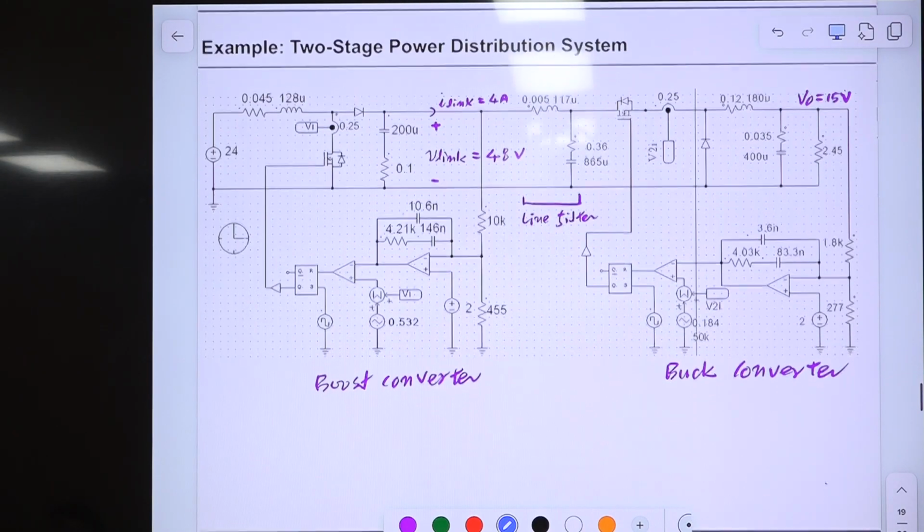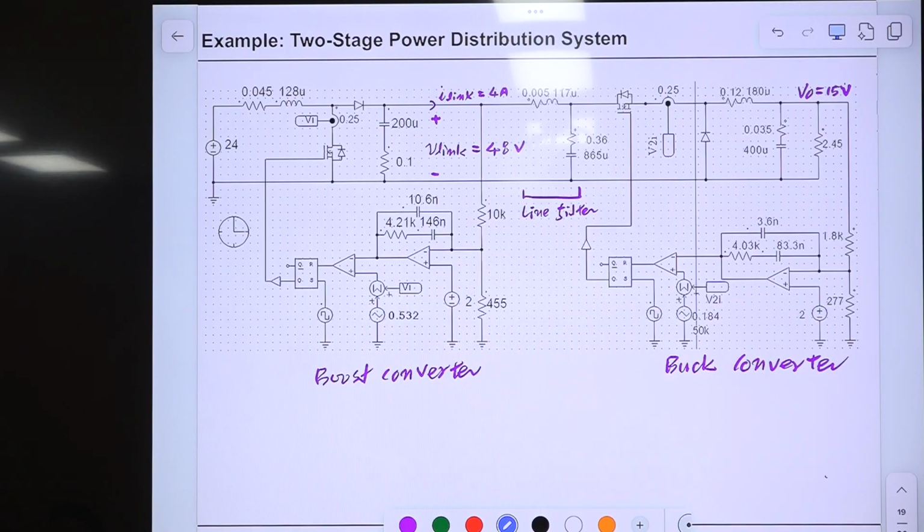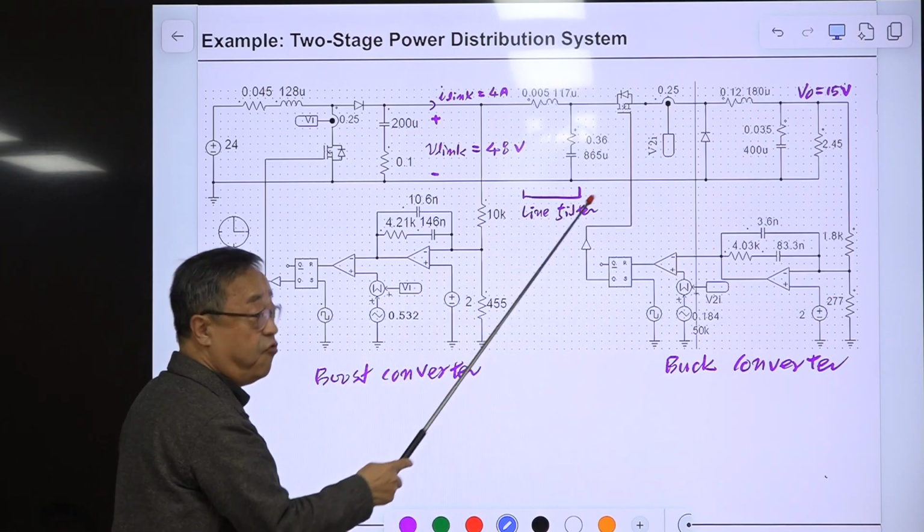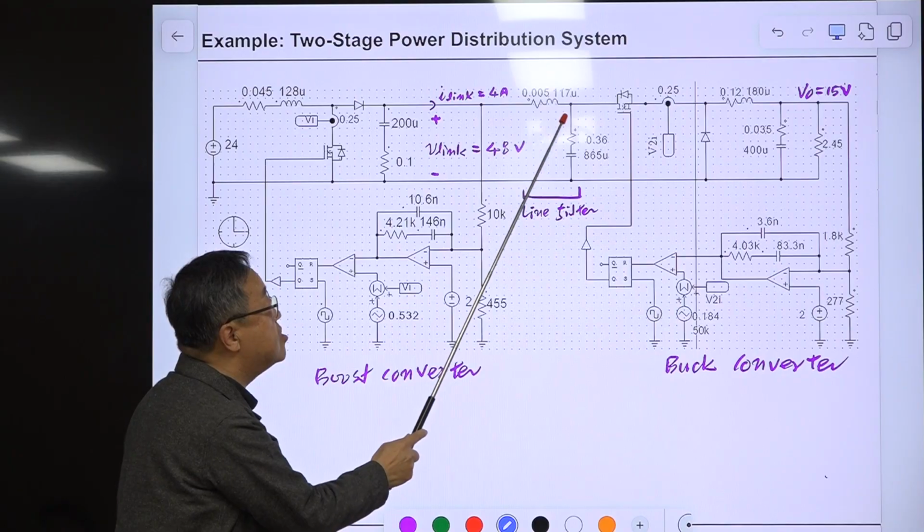Okay, this is the example. Probably you don't have this slide. I don't know, maybe you have. I'll show you a simulation example of using the result of the EET to predict something, or to interpret the result of the simulation. So this is the boost converter followed by this buck converter through this line filter. Okay? So the line filter is very important.